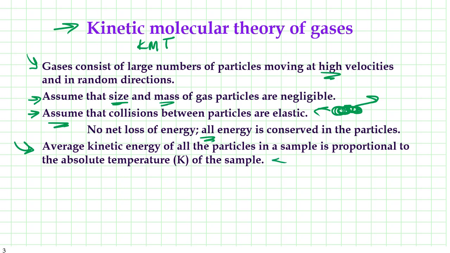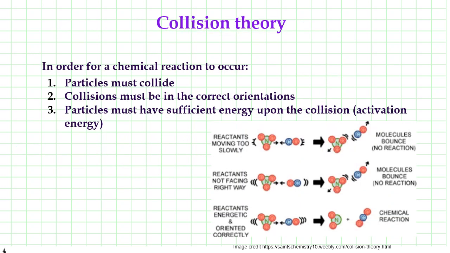And this one is super important to remember. The average kinetic energy, remember that kinetic energy is the energy of moving. Average kinetic energy of all the particles in a sample is proportional to the absolute temperature of the sample. So in chemistry, when we're talking about temperatures of samples, we're thinking about how fast are they moving. The faster they're moving, the higher the temperature. Good? All right.